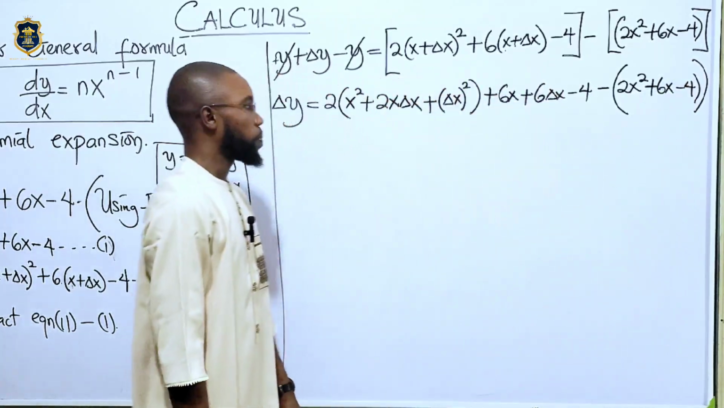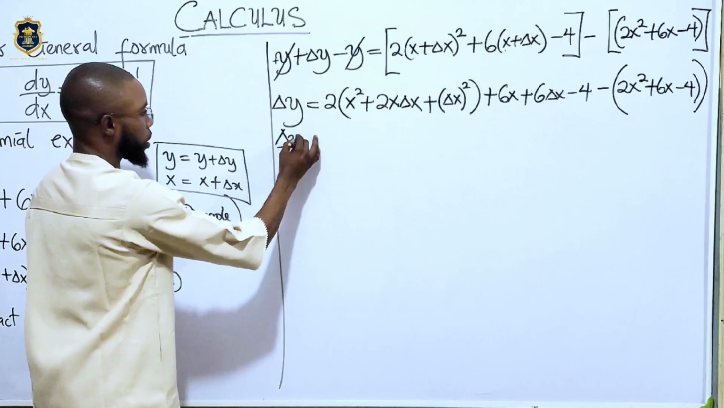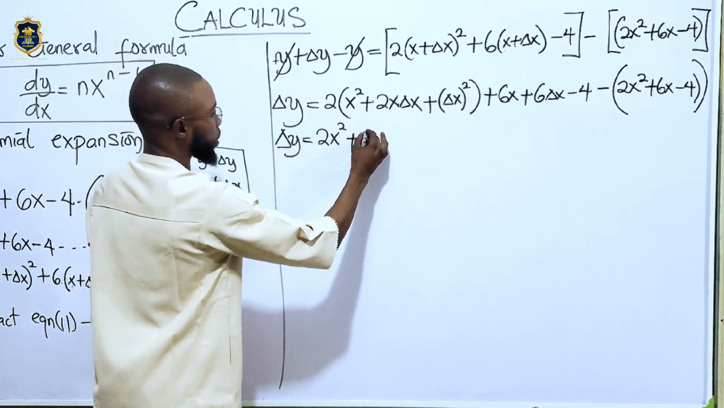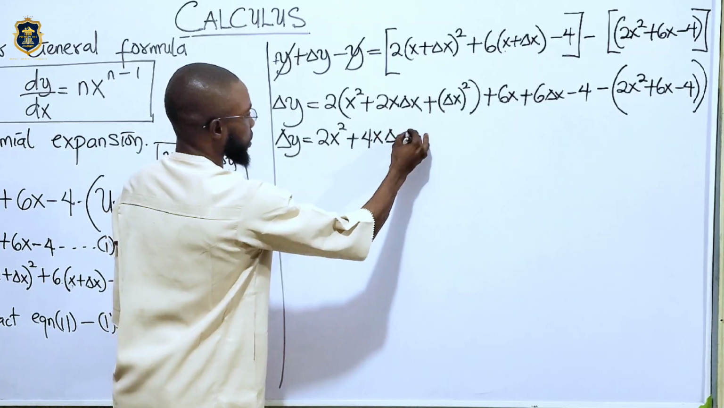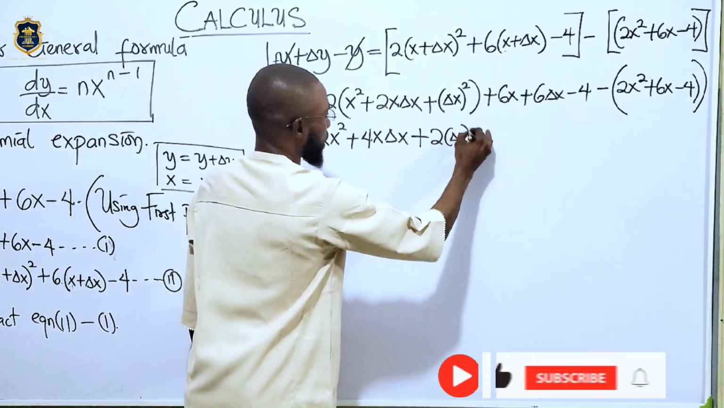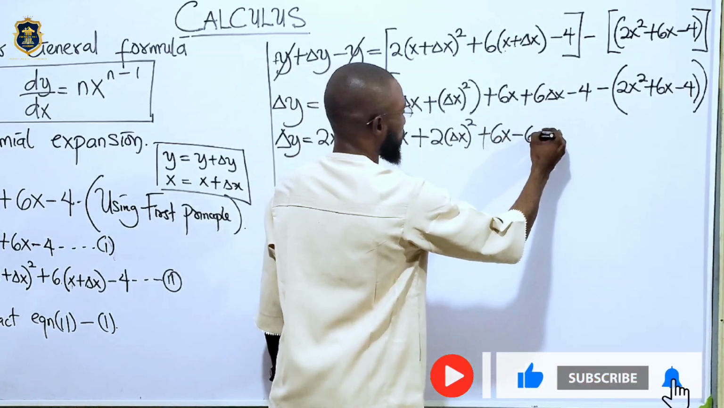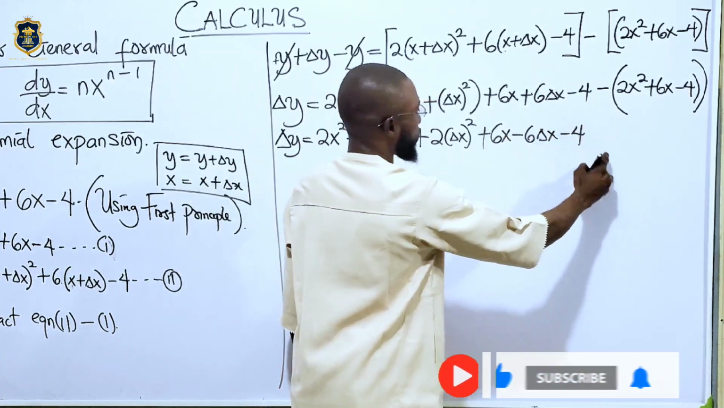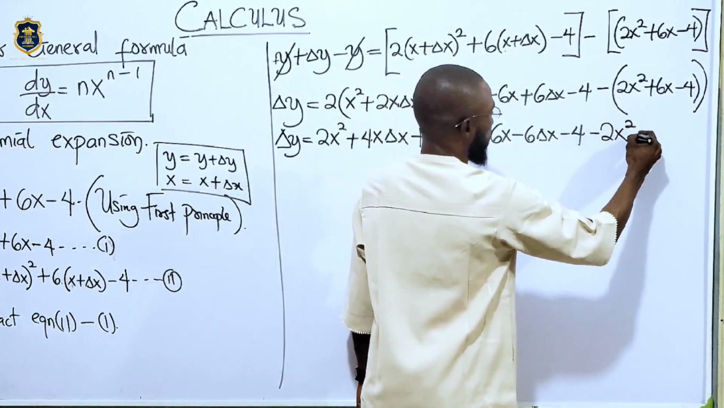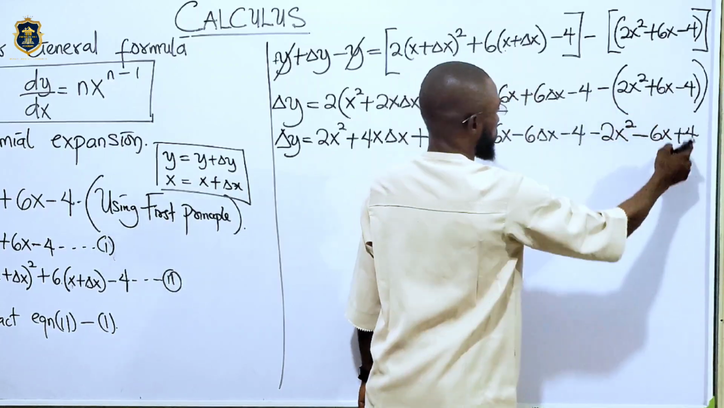We use this 2 to open this bracket. That gives us that our delta y is 2x squared, 2 times 2, that's 4x delta x, plus 2 times this, we have 2 delta x squared, plus 6x plus 6 delta x minus 4. We use the minus to open the bracket. We have minus 2x squared minus 6x plus 4. Minus times minus gives us plus.